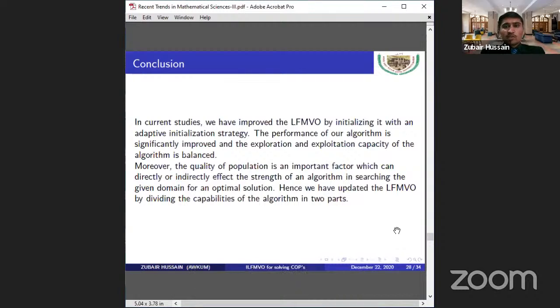So the conclusion of the current work is that we have improved the LFMVO technique by initializing it with an adaptive initialization strategy. The performance of our algorithm is significantly improved, and the exploration and exploitation capacity of the algorithm is balanced. Moreover, the quality of the population is an important factor which can directly or indirectly affect the strength of an algorithm in searching the given domain for an optimal solution.